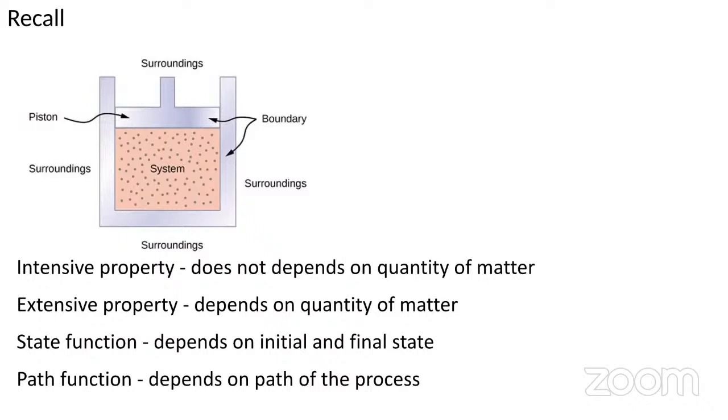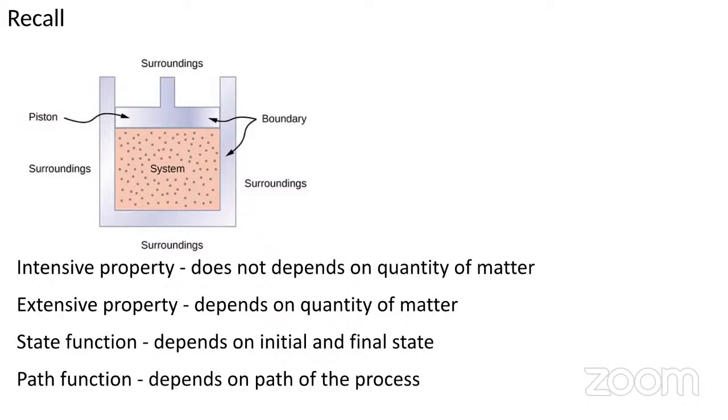And then we went to see what is an intensive property and what is an extensive property. Intensive means it is independent of how much matter is present inside the system. An extensive property depends on the matter. If we are increasing the matter, the extensive property which we are measuring will also be increasing or decreasing, based on what we are doing.